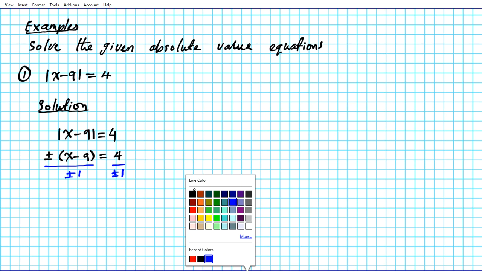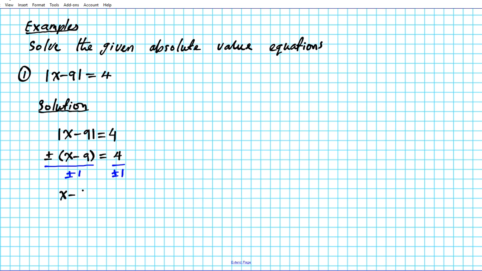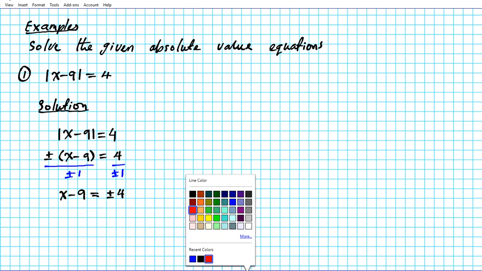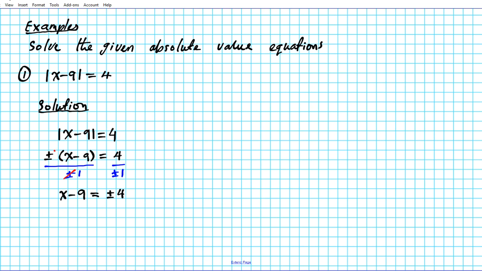When we carry out that step, we're going to end up with x minus 9 equals 4 divided by plus or minus, which is plus or minus 4. And then the quantity x minus 9, plus or minus x minus 9 divided by plus or minus 1, the x minus 9s basically cancel each other out. And then we just have x minus 9.